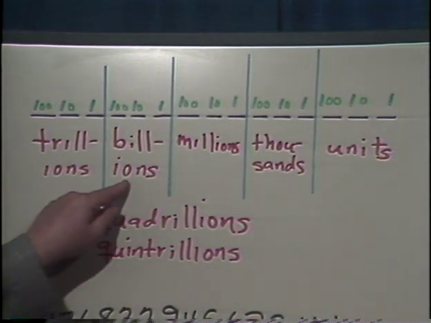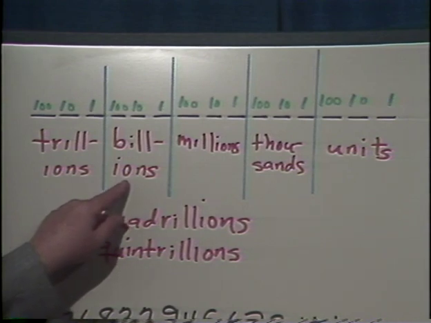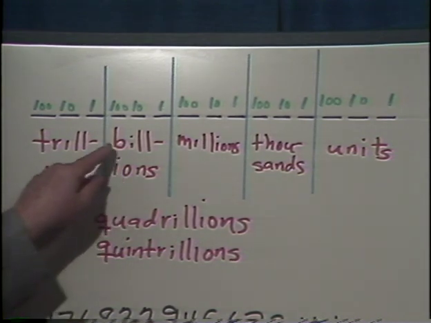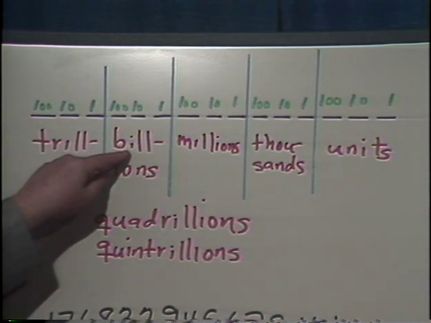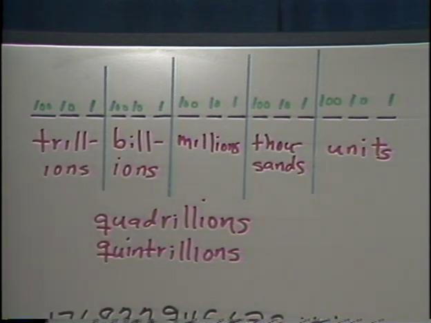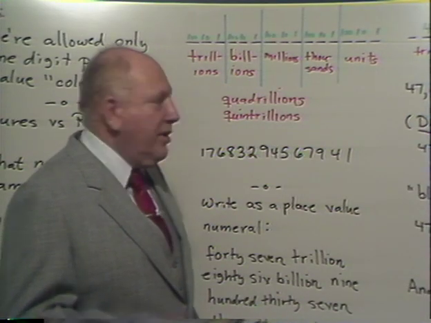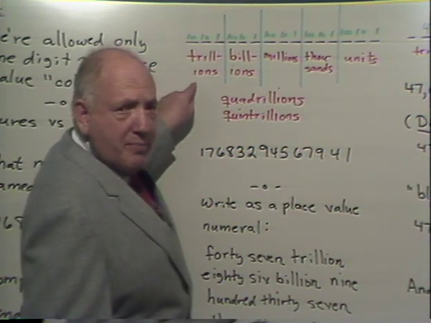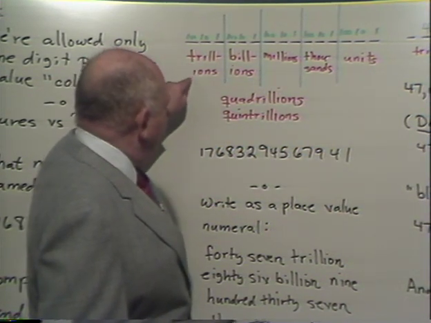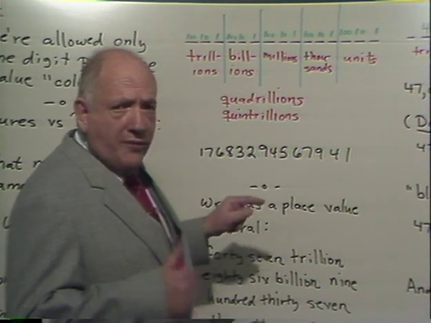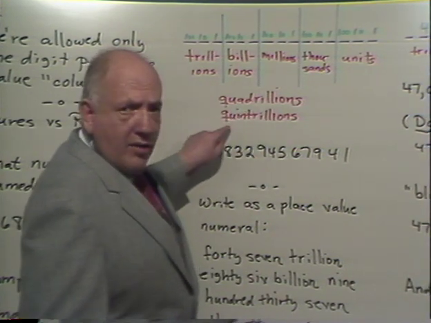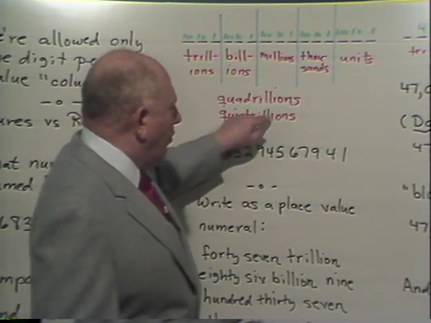Next group becomes billions. And the way you want to learn that word is that billion is bi, by. Think of this as by million. See, a billion is by million. See, a million, million. Trillion is tri-billion. After trillions, the next noun would be quad for 4, quadrillions, then quint for 5, quintillions. We're not going to worry about that right now.